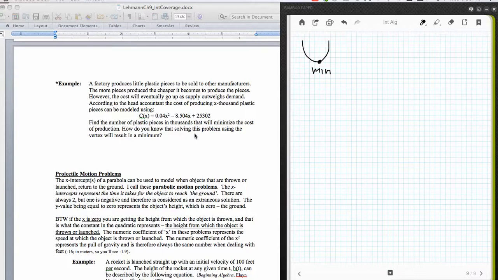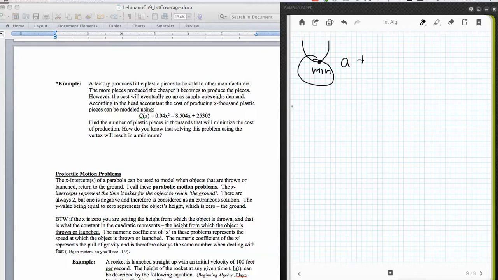How do you know that solving this problem using the vertex will result in a minimum? That is how you know, because this parabola has an a that is positive, right? And so it's going to face up, which results in a minimum. So that answers our last question. So what do we need to do in order to do this problem? Why don't you give it a shot?